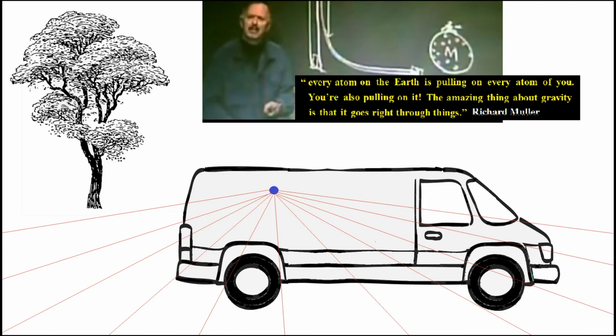Here we have it, okay? There we have it. Every atom on the Earth is pulling on every atom of you. You're also pulling on it. And the amazing thing about gravity is that it goes right through things. So there you have it. That's the reason the molecule stayed in place, because it was held there by all the ropes that are converging upon it from the Earth, from you, from everything. And yes, it does move. It still moves a little bit, but not as fast as the car. That's the issue. So they more or less get piled up once the back of the van starts piling them up towards the rear of the car.